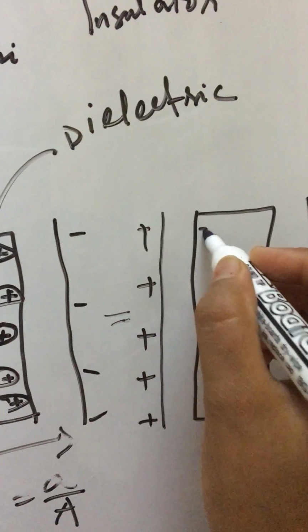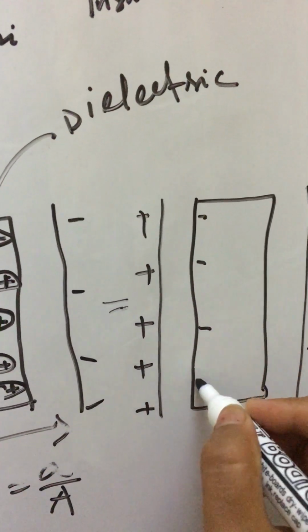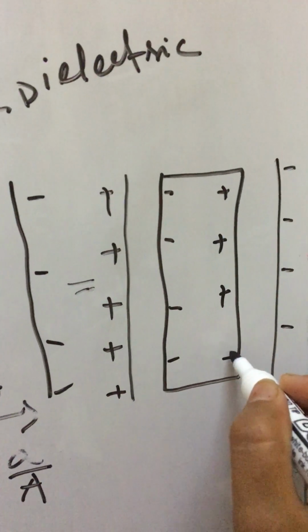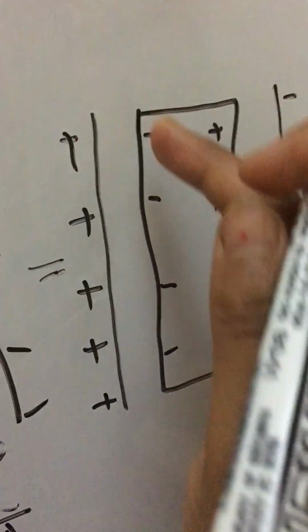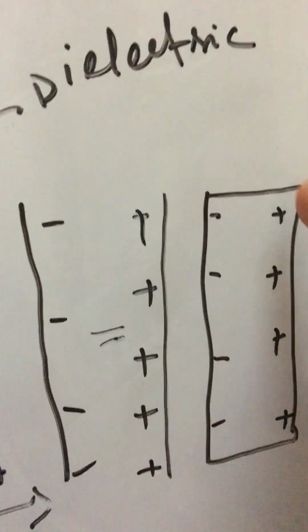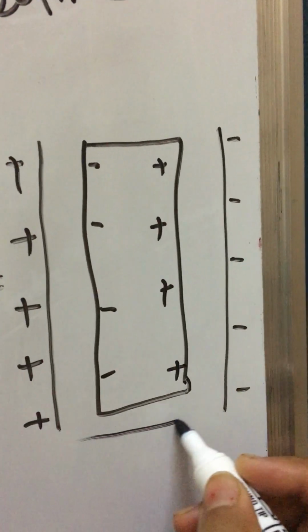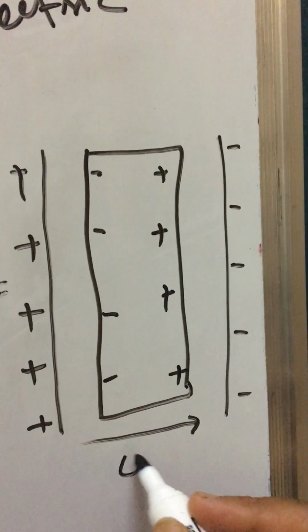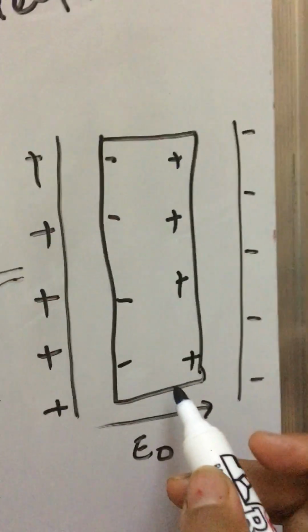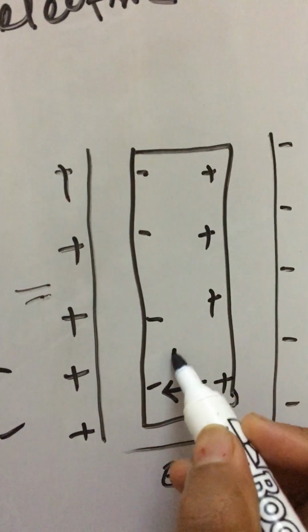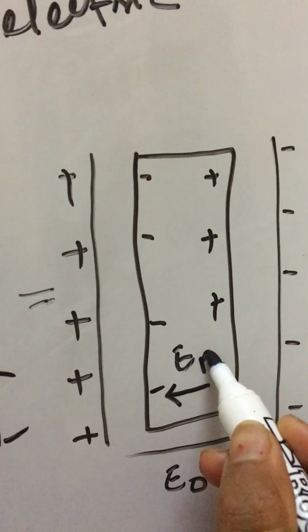Now at the edges, a little bit of charge will get settled in such a way that on one edge it will have negative, on the other edge it will have the positive, right? Outside, the electric field goes from plus to minus from the plate. However, inside, where does the electric field go? E_P, I'll call it, due to the polarization.